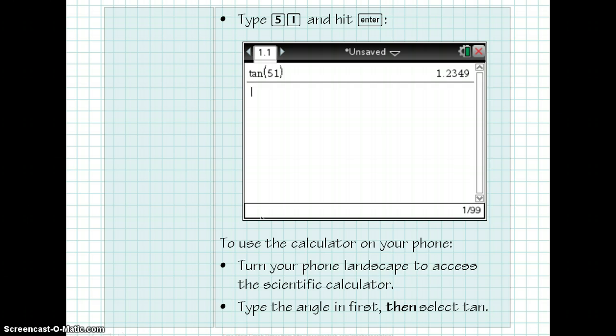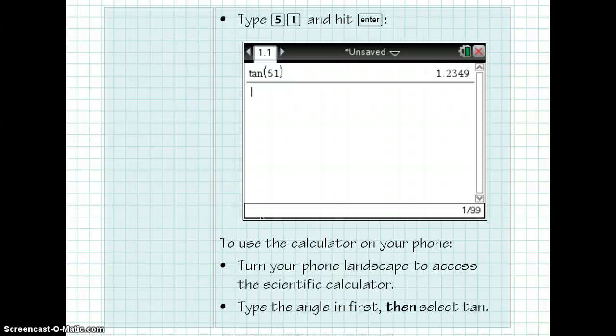Then we're going to put in 51 inside the parentheses and hit enter, and that gives us this value. What that value means is that if I have a right triangle and one of the angles is 51 degrees, then the ratio between the side across from the 51 degree angle and the side next to the 51 degree angle is going to be 1.2349.